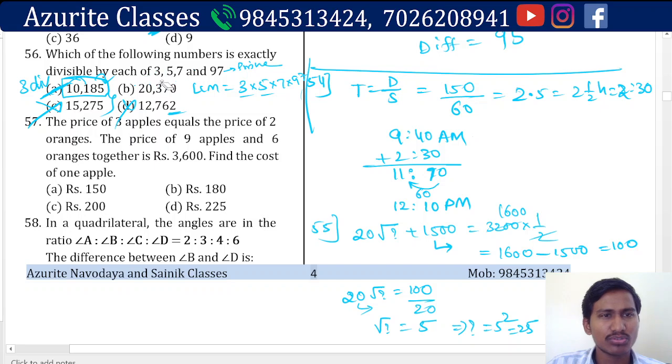Okay, this is also what? That is 185 2s, will be how much? 5 0 carry 1, 17 carry 1, 2 3 370. Yes, 20,370 is also divisible. So exactly divisible by each. Okay, so B is also the answer, A is also the answer.